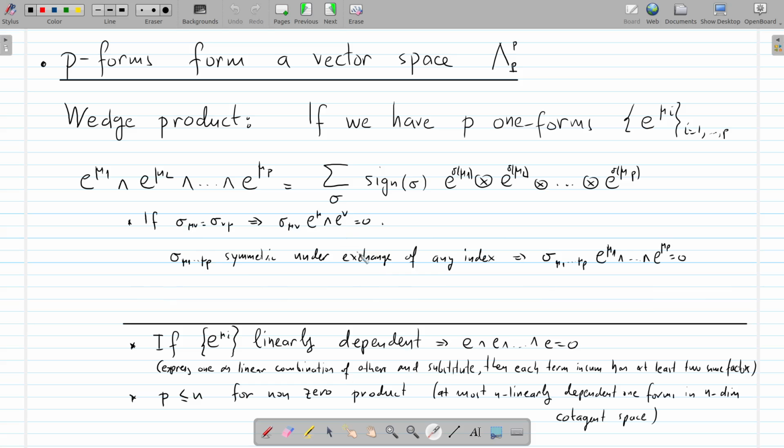If we form linear combinations of such wedge products with the components of a symmetric tensor, we will obtain 0. This is symmetric under the exchange of mu and nu, and this is antisymmetric. Therefore, this sum here will have terms that will cancel each other and give us 0. And that is true if we take any 0p type tensor and form this linear combination with the wedge product of the vectors E mu I. And if this tensor is symmetric under the exchange of any of its indices, then this will be equal to 0.